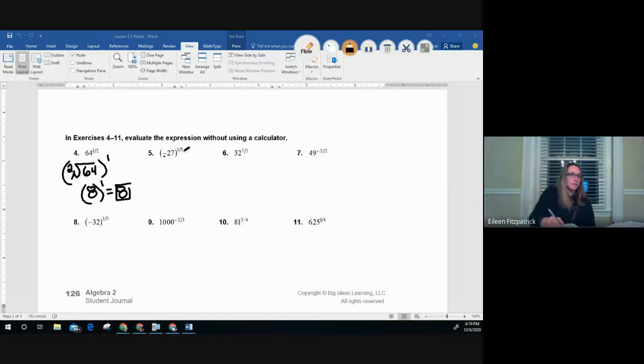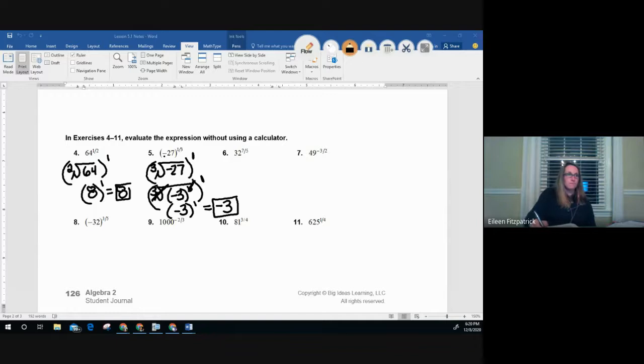Again, bottom number tells you what root to take, so it's going to be the cube root of negative 27 raised to the first. Now, when you have a negative number under and an odd index, that's okay. The problem is if you have a negative number and an even index, there's no real roots if that's what we're looking for. But we can rewrite this as the cube root of negative 3 cubed, and then raised to the first. Well, the cube root and the cube cancel, so it's just negative 3 raised to the first, which is simply negative 3.